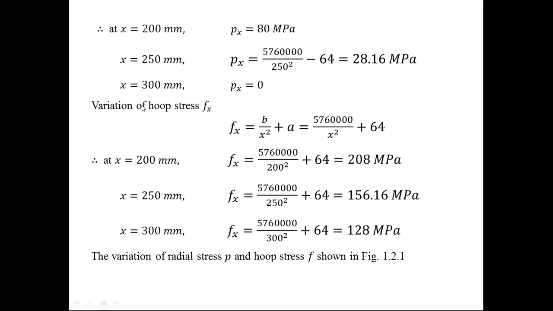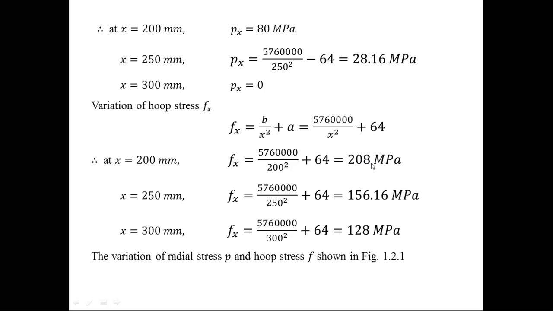And coming to the variation in the hoop stress, now you know Lame's equation to determine the hoop stress: fx equal to B by x square plus A. What is B? This one. And what is A? This one. The only difference is that instead of minus, you get a positive value. That's enough. So again you determine the variation of the hoop stress at the same points. At x is equal to 200, the internal pressure, you put simply 200.